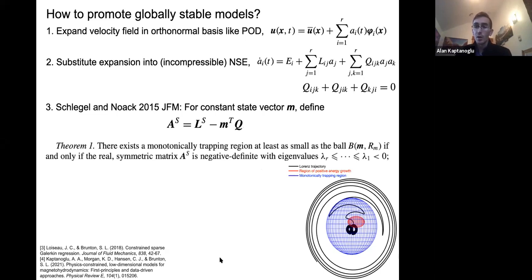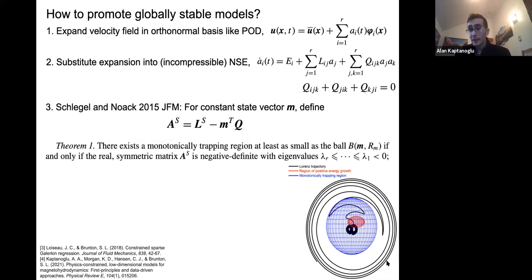at least as small as the ball, centered at M, with some radius Rm that they provide estimates for, if and only if the real symmetric matrix AS is negative definite with eigenvalues ordered in this way. And so once again, for visualization, what they're saying is, if you can find an M such that AS is negative definite, there is guaranteed to exist this blue monotonically trapping region, and therefore you have global stability in the system. So the name of the game then is basically searching for this vector M to find a negative definite AS, right?